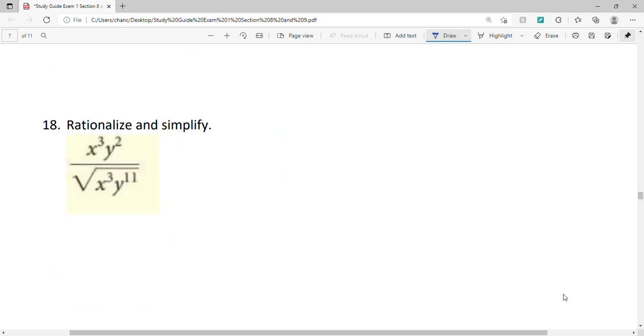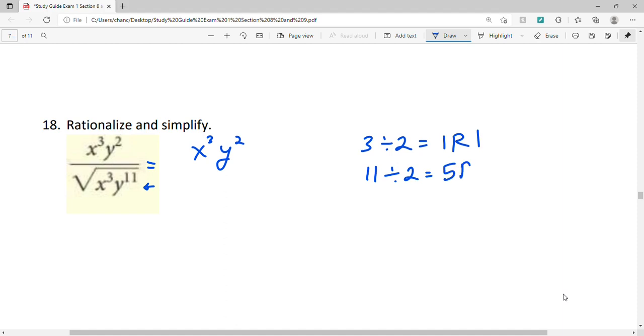In question 18, we need to rationalize the denominator. So what I need to do first is to simplify the radical in the bottom. Let's simplify that first. Let's look for groups of 2. We'll take the 3, divide that by 2. I have 1 remainder 1. 11, we'll divide that by 2. That's going to give me 5 remainder 1.